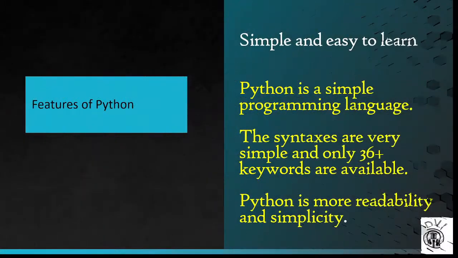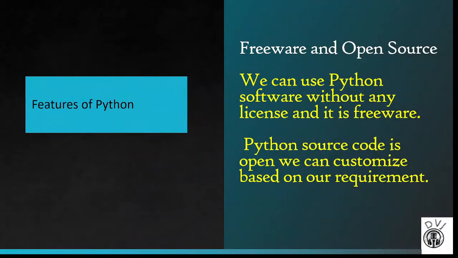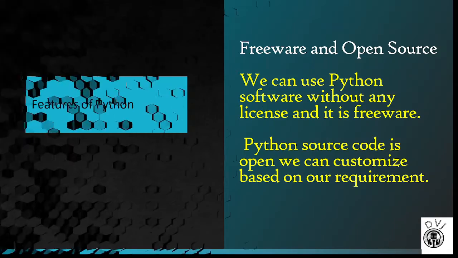Features of Python: simple and easy to learn. Python is a simple programming language. The syntax is very simple and only 36 plus keywords are available. Python has more readability and simplicity. Freeware and open source: we can use Python software without any license and it is freeware. Python source code is open, so we can customize it based on our requirements.